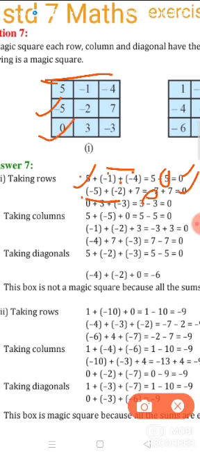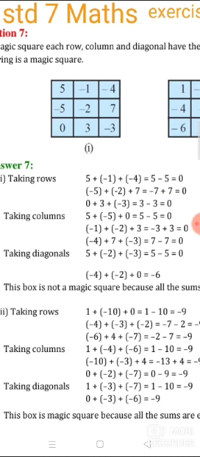Now dear friends, we are going to see the third row. Now 0 plus 3 plus (negative 3). 0 plus 3 becomes 3, and plus minus becomes a minus. So 3 minus 3 becomes 0. So we can see that after adding all the rows we are getting the answer 0.